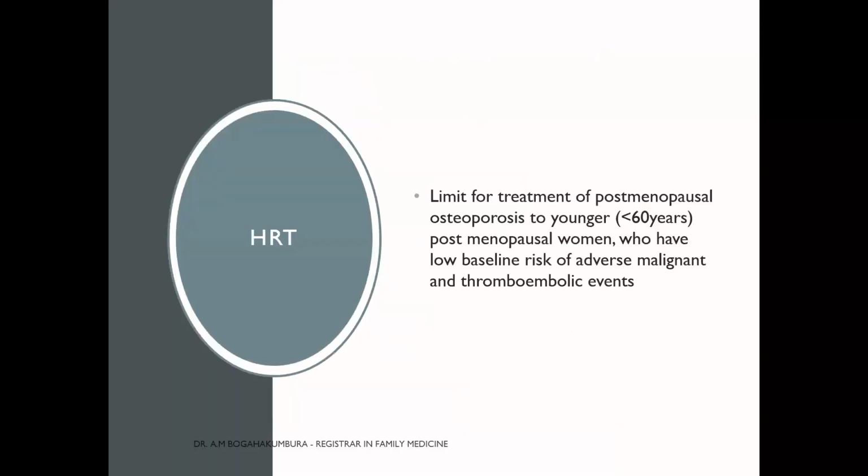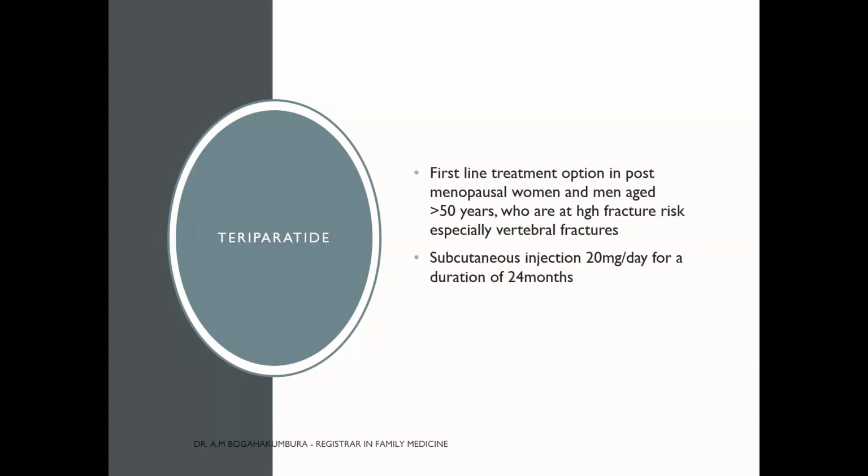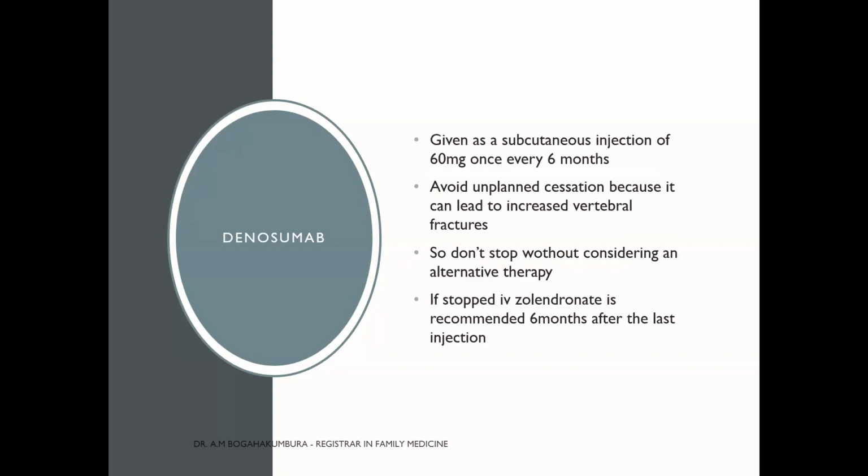About hormone replacement therapy, it is limited for treatment of postmenopausal osteoporosis to younger postmenopausal women, that is less than 60 years of age, who have a low baseline risk of adverse malignant and thromboembolic events. Then about teriparatide, it is the first line treatment option in postmenopausal women and men age more than 50 who are at higher fracture risk, especially vertebral fractures. It is a subcutaneous injection.